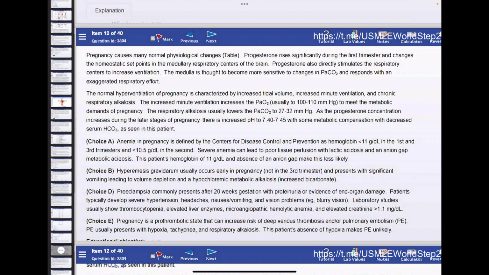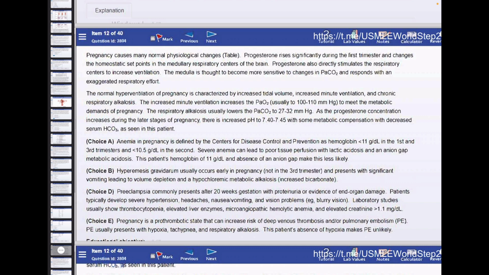Pregnancy causes many normal physiological changes. Progesterone rises significantly during the first trimester and changes the homeostatic set points in the medullary respiratory centers of the brain. Progesterone can directly stimulate the respiratory center to increase ventilation. The medulla is thought to become more sensitive to changes in the partial pressure of carbon dioxide and responds with exaggerated respiratory effort. So what happens is, normal hyperventilation of pregnancy is characterized by increased tidal volume, increased minute ventilation, and chronic respiratory alkalosis.